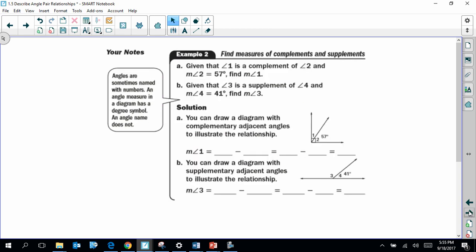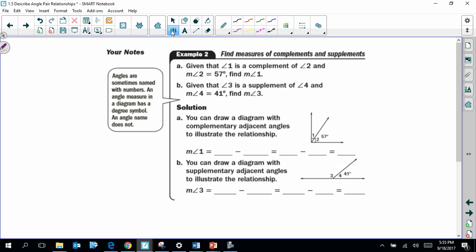So moving on, here we're looking at finding the measurements of complementary and or supplementary angles. Now, these are very common types of questions that we see, but for us, we're starting it off very basic, using angle measurements as opposed to an algebraic expression, but we'll get to those in a little bit.